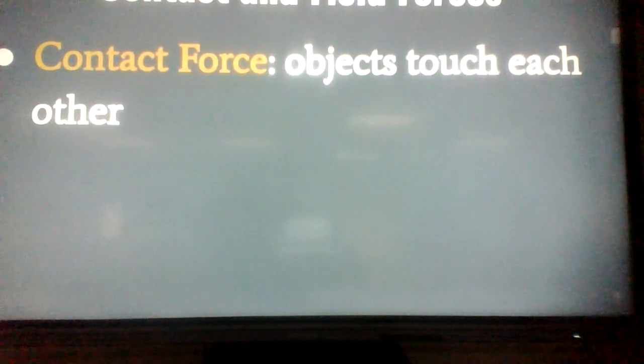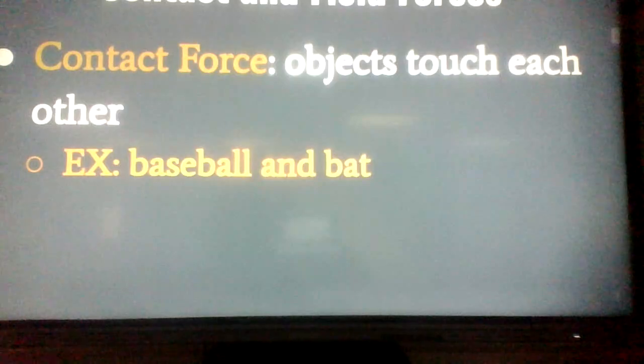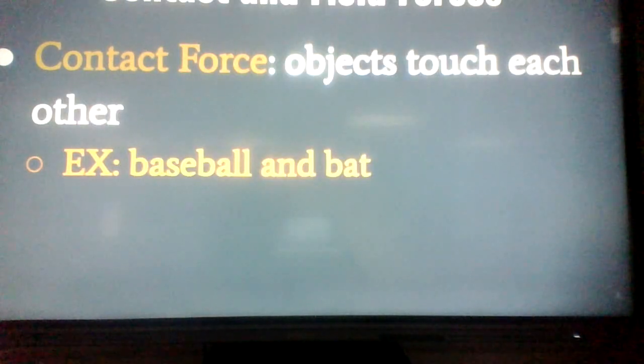Contact and field forces, two main categories. And contact is what you might expect. Forces are applied when these objects touch each other or collide, such as, again, the world's greatest sport. A baseball makes contact with a bat. The ball's thrown, we swing the bat, we make contact, and we apply forces, and we actually transfer other things such as energy and momentum, which are coming later. But contact forces happen anytime objects touch or collide.